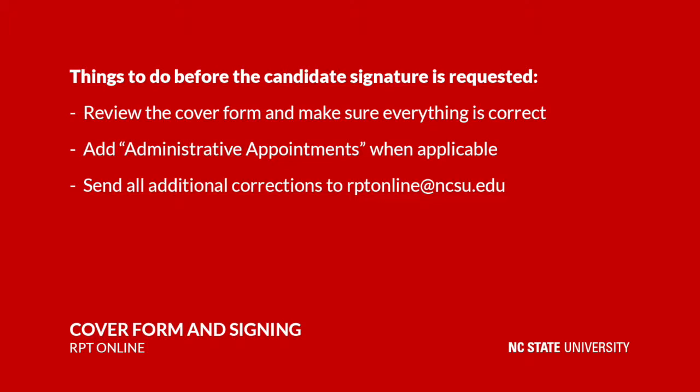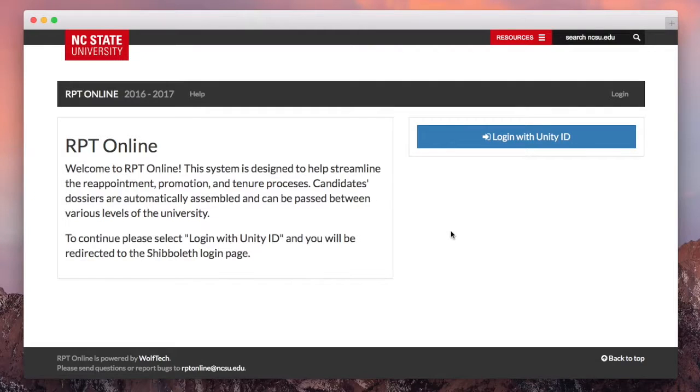So there are a couple of things to remember when requesting the candidate's signature. First, you should review the cover form and make sure everything is correct. Next, you should add any administrative appointments when applicable. And finally, you should send all corrections to us when you have any. Let's go ahead and log in as a department liaison.